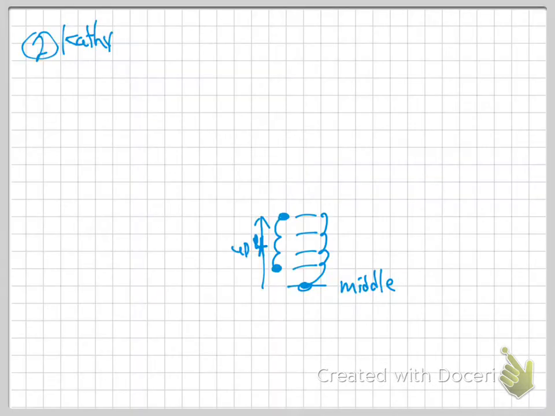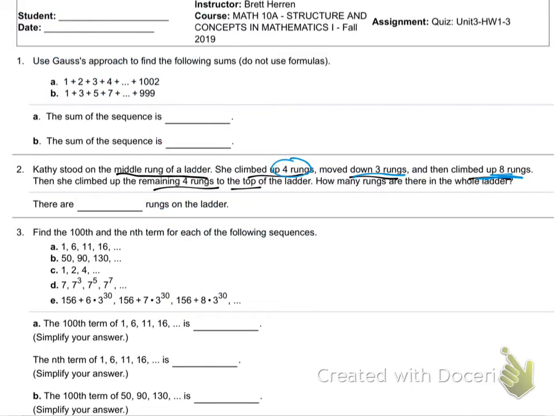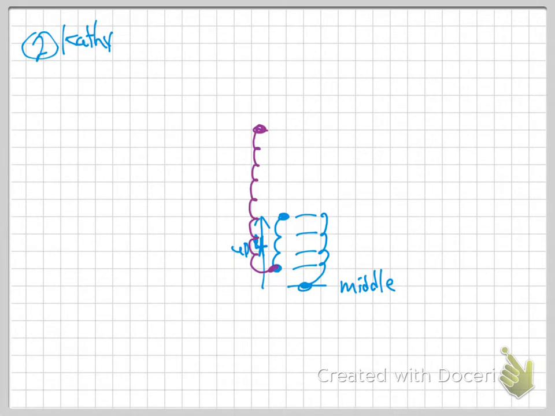And then she went up 8. Let me use a different color here. Up 8. So from here, she's on at this part. She went up 1, 2, 3, 4, 5, 6, 7, 8. That's up 8. And then up 4 more to the top. 1, 2, 3, 4. Right there must be the top.